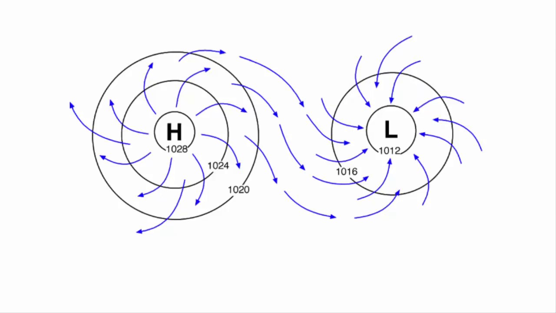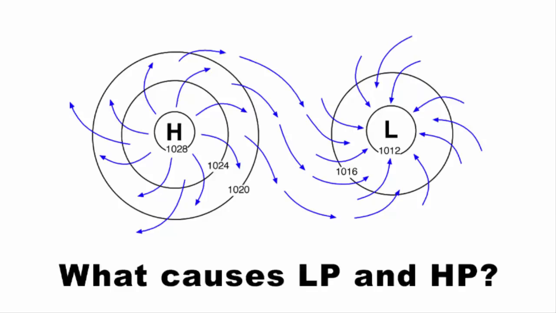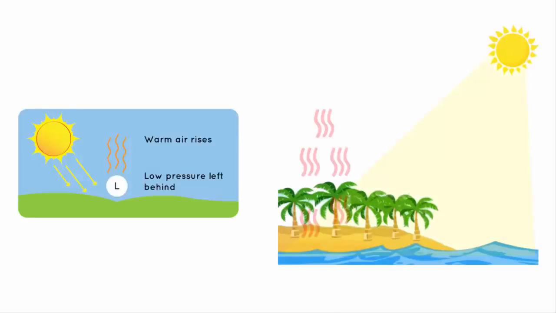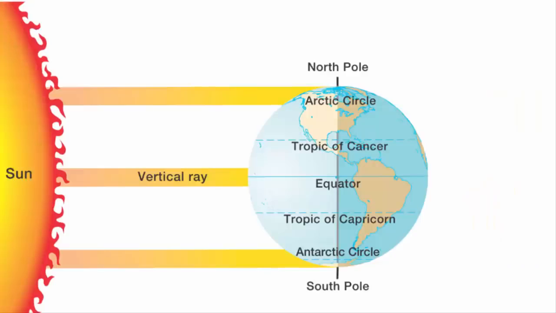Now the next question is, what causes low pressure and high pressure? Low pressure occurs when air is warm, either from being over a warm land or ocean surface. That means low pressure occurs at a place which is warm. And how does a place become warm? Because of the incoming heat from the sun. That is why the tropical region is a perfect place where low pressure occurs.